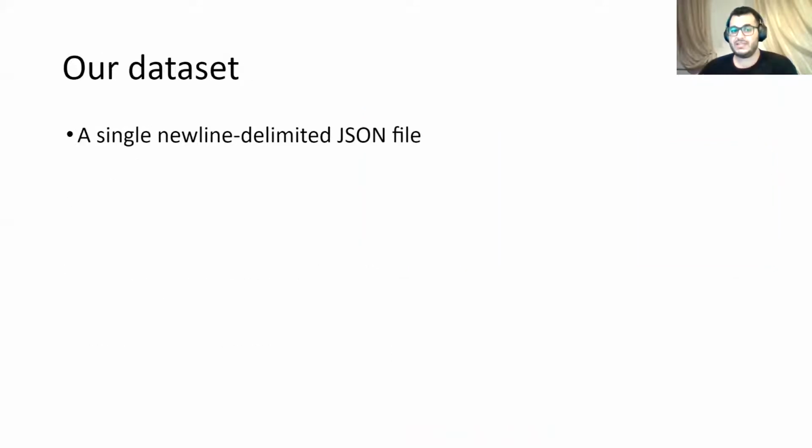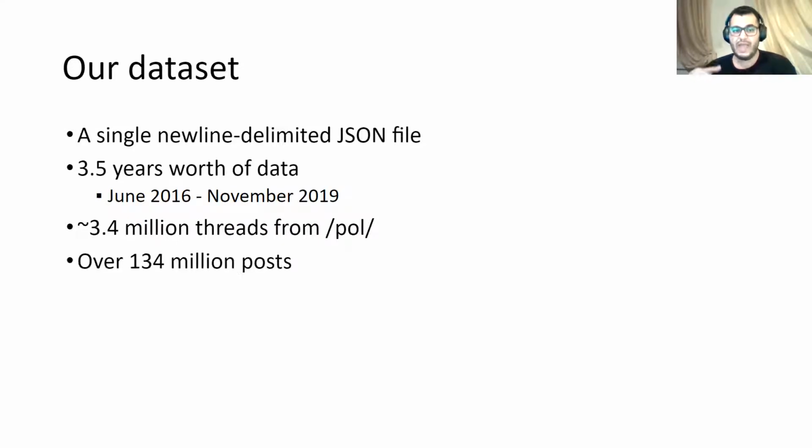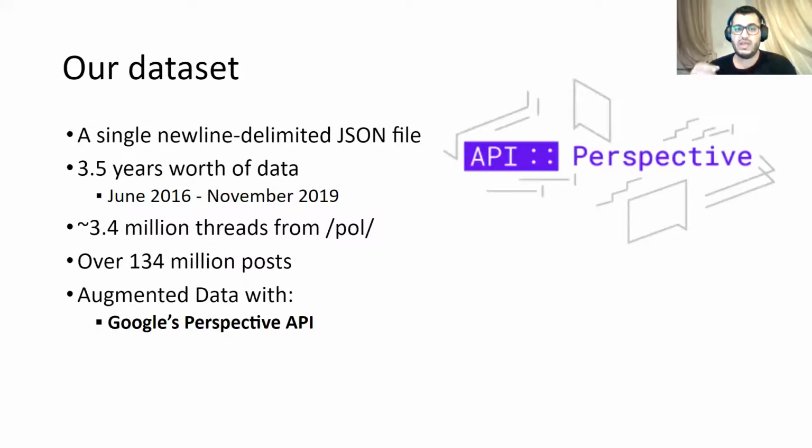Our dataset is released as a single newline-delimited JSON file. It is publicly available, open access, on Zenodo. The dataset includes data collected between June 2016 and November 2019. It includes approximately 3.4 million threads from 4chan /pol/ and over 134 million posts.